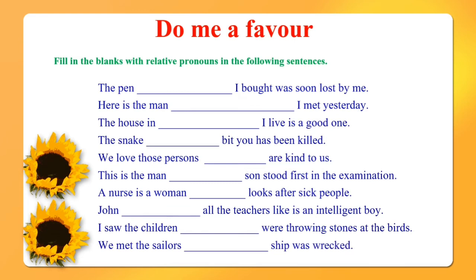The pen blank I bought was soon lost by me. So here I can say the pen. We are identifying, and we need information here about the pen. That's why we have to use that here. The pen that I bought was soon lost by me. Next, here is the man blank I met yesterday. Here is the man. We can use whom here: whom I met yesterday.